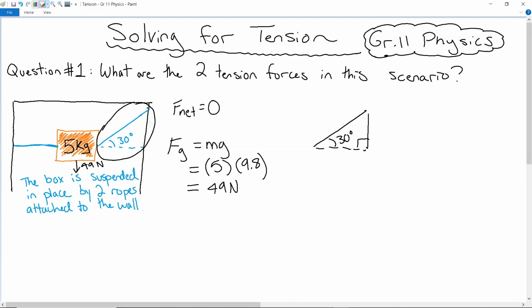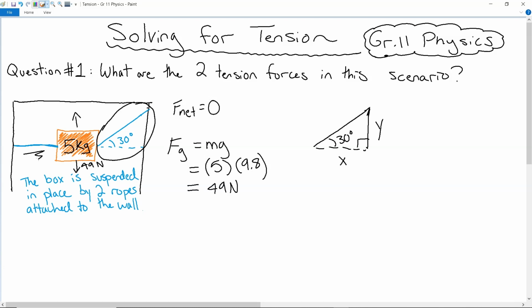So this rope is actually attached to the box at a 30-degree angle from the horizontal. And that's a very important number because in a question like this, we are going to have to use angles to solve for our x and y components of a vector, in this case being the force. So let's think in this scenario here. We need 49 newtons of force upwards to balance out the gravitational force.